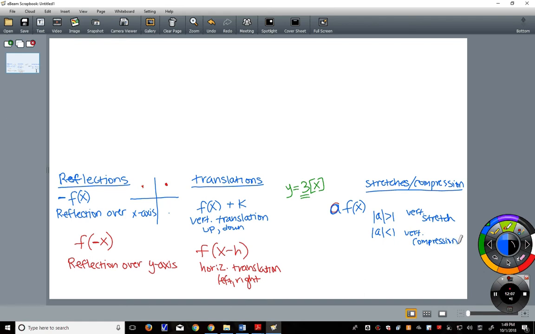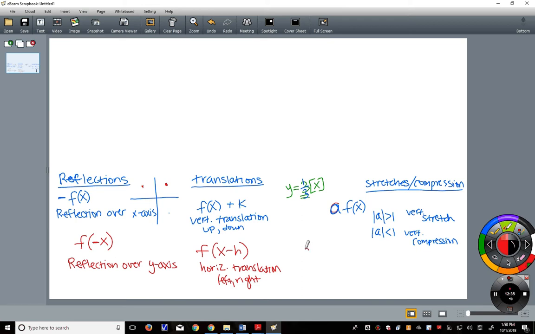So compression is like squishing them closer together. So if instead of 3, they had put 1/3 there, our steps would only be 1/3 of a unit apart. It was like we took the parent function, where they're 1 unit apart, took it vertically, and just squished all the steps closer together vertically. That's why it's called a vertical compression.